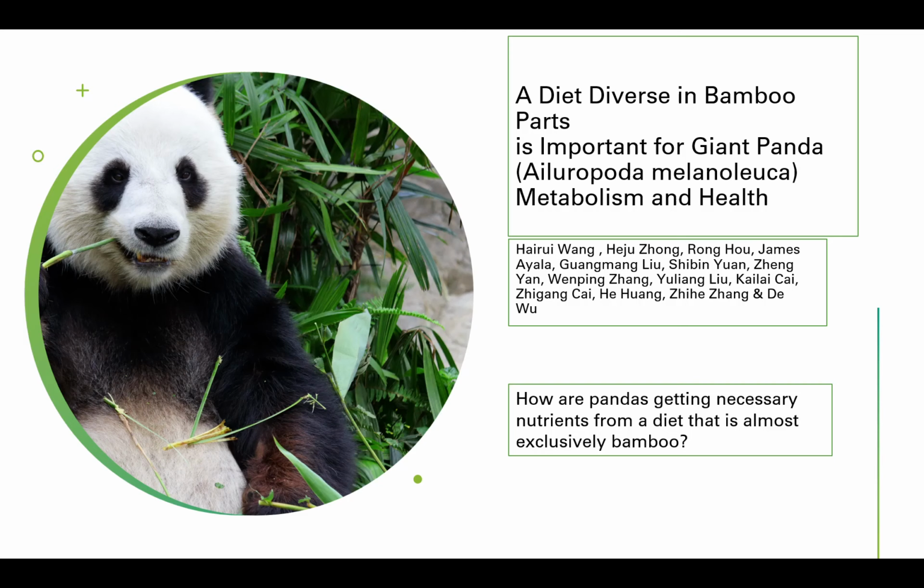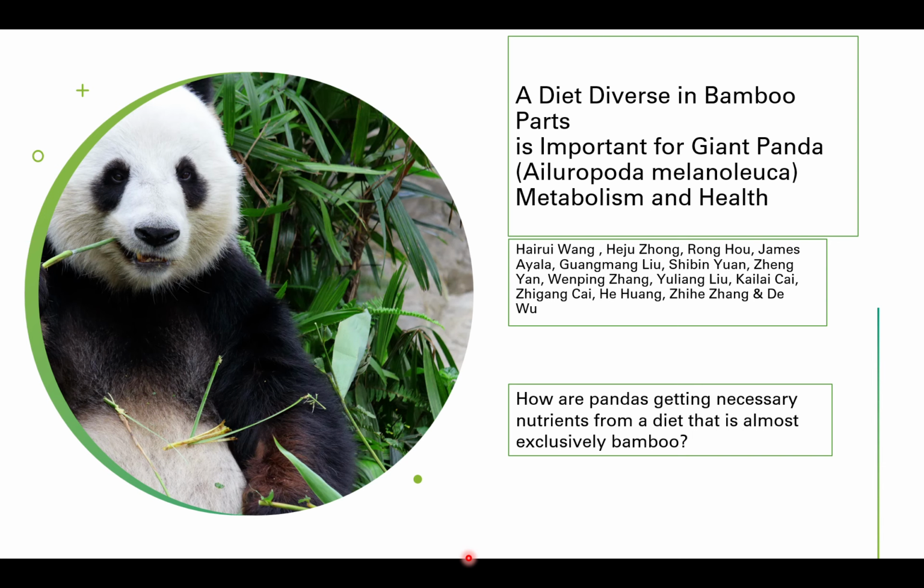So I went over the paper, I read the paper, A Diet Diverse in Bamboo Parts is Important for Giant Panda Metabolism and Health, done by these guys. I will not attempt to say their names because I don't want to butcher it. But their study basically focused on this question: how do these pandas get the necessary nutrients they need when all they eat is pretty much bamboo? You look at their name, the giant panda. How do these pandas get so giant in the first place when all they eat is this hard, grassy plant?